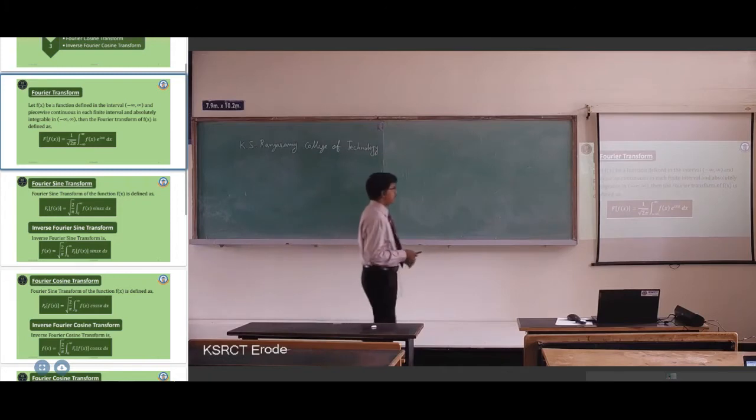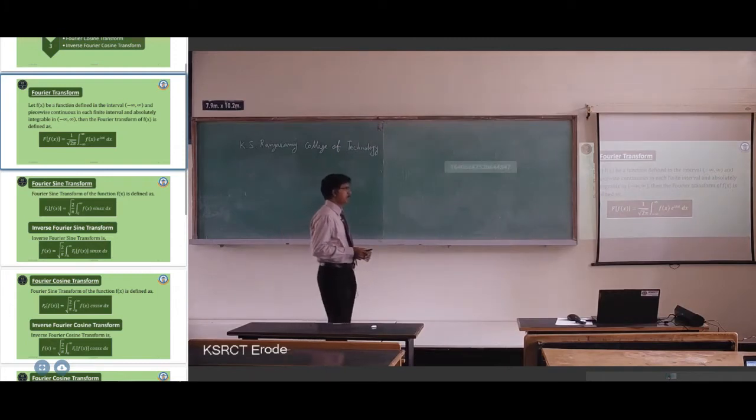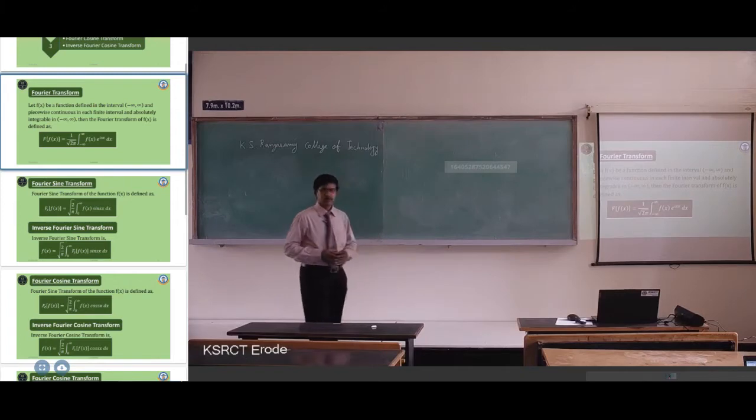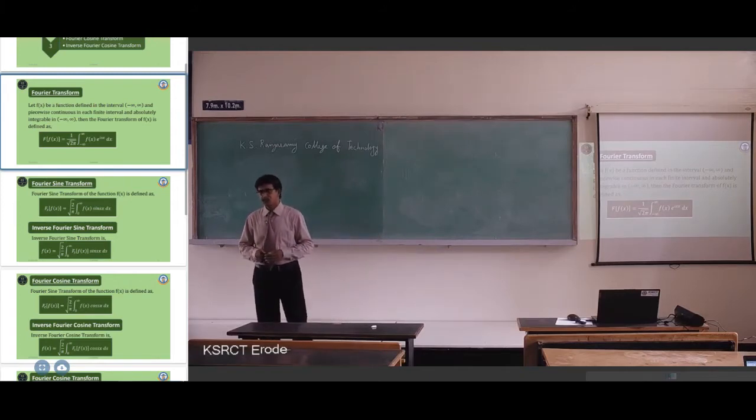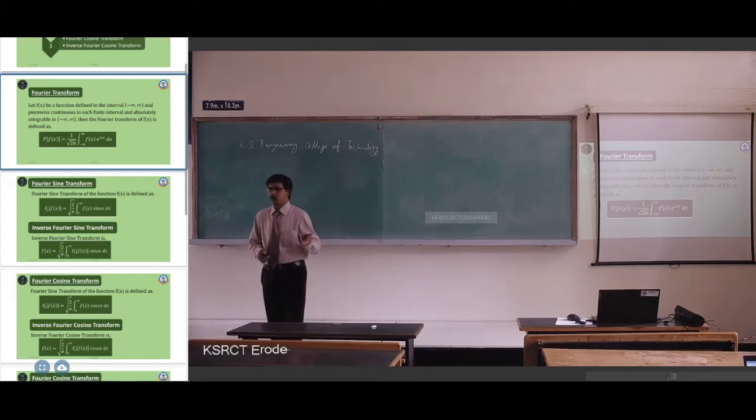So that is nothing but Fourier transformation. The definition is that f of x be a function defined in the interval minus to plus infinity, piecewise continuous in each finite interval, and absolutely integrable in minus to plus infinity. Then the Fourier transformation of the given function f of x is F of s equal to 1 by root of 2 pi integral minus infinity to plus infinity f of x into e power isx dx. This is the base formula for Fourier transformation.